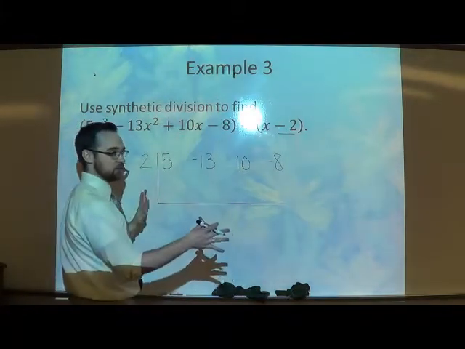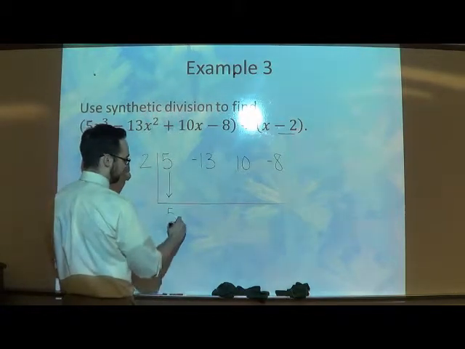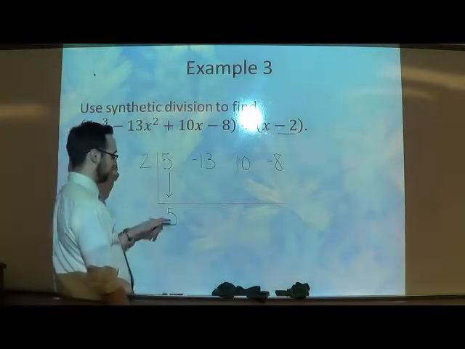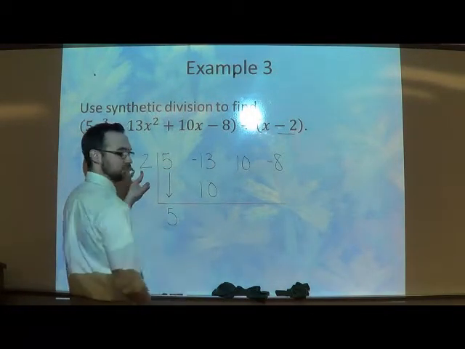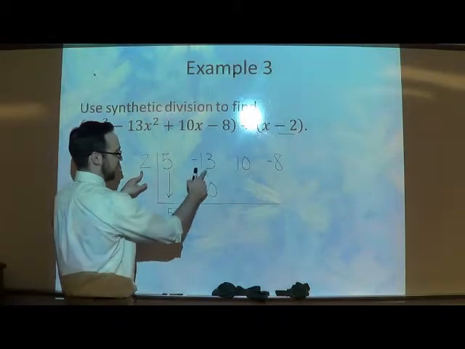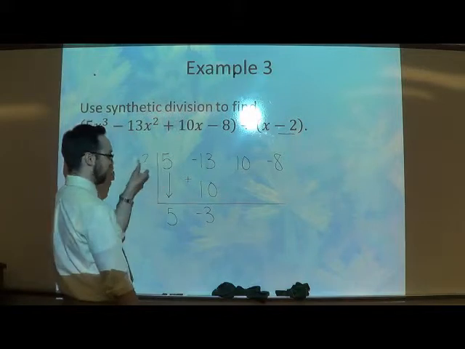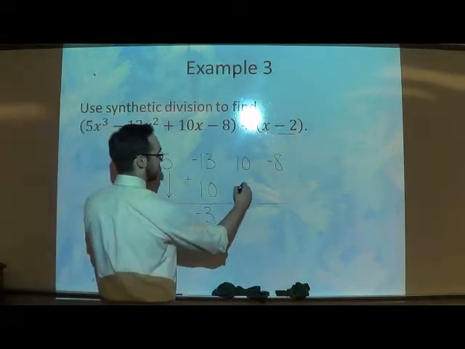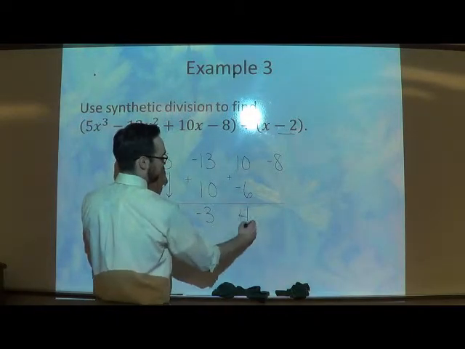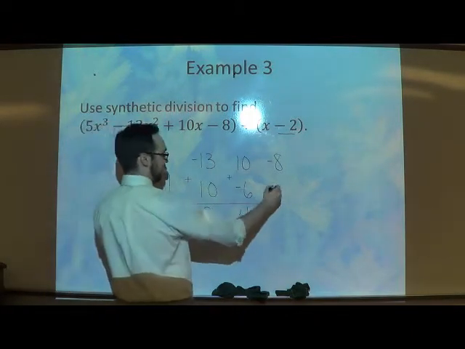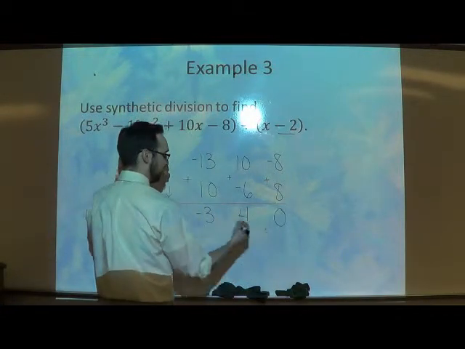Now once you get the hang of this, it's going to be super easy, but stay with me. You bring down the first one as is. Don't change the thing. Then you say 5 times 2 is 10. And I bring that here, and I add. Negative 13 plus 10 is negative 3. Then I multiply. Negative 3 times 2 is negative 6. I add. 10 plus a negative 6 is a positive 4. Times 2 is 8. Negative 8 plus 8 gives me a remainder of 0.